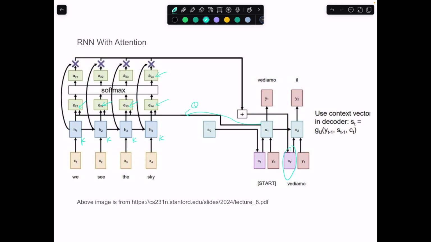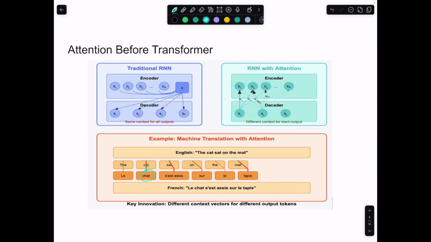After you get the attention weights, you also use the hidden states as values. Since we use hidden states as values, we do a matrix multiplication between hidden state and attention weight. With that, we calculate a weighted sum of all the hidden states along with attention weights. And that's how we get the context matrix for position 2. This was a significant improvement because different output tokens can now focus on different parts of the input sequence.